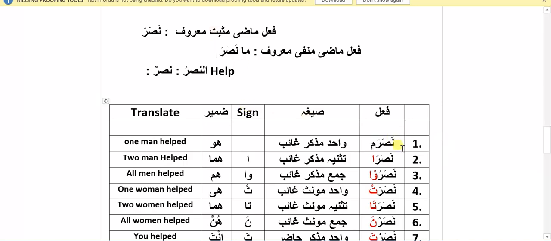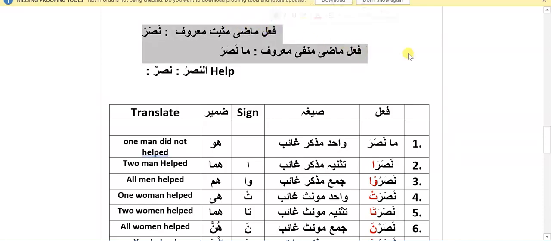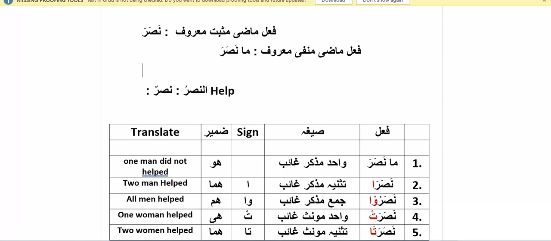For example, if we add ma here, ma nasara, it means one man did not help. So it's manfi. So this is the second type of fi'l mazi. Now the third type of fi'l mazi is fi'l mazi musbat majhul, which is nusira.